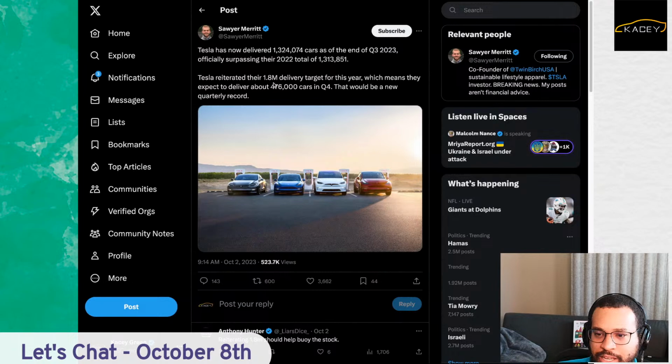So Tesla reiterated their 1.8 million delivery target for this year, which means they expect to deliver about 476,000 cars in quarter four, which would be yet another quarterly record. I still contend that the 2 million is not out of the question. They have learned to sandbag in recent years. They don't always do it, but they know how. So I'd be fine with saying 2 million and then getting, oh my goodness, so close to 2 million.